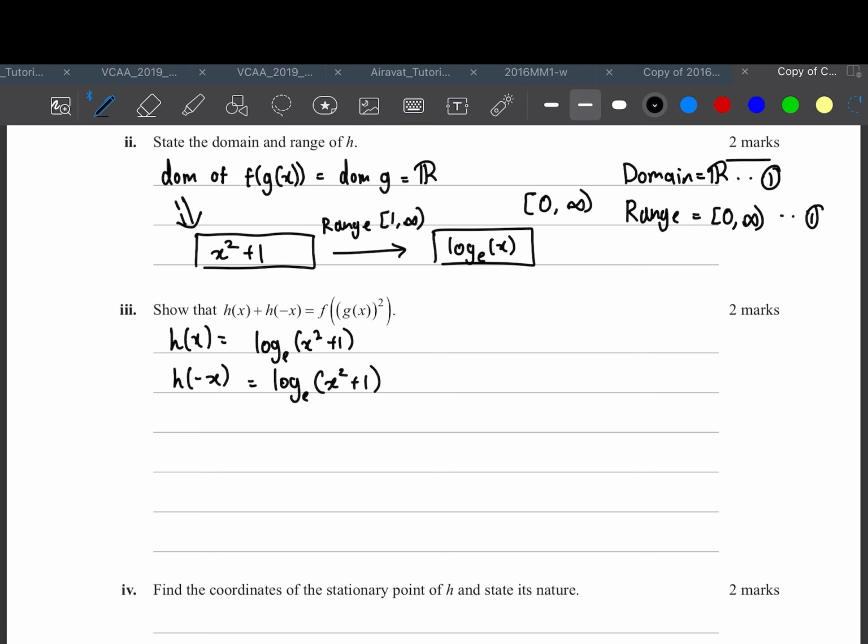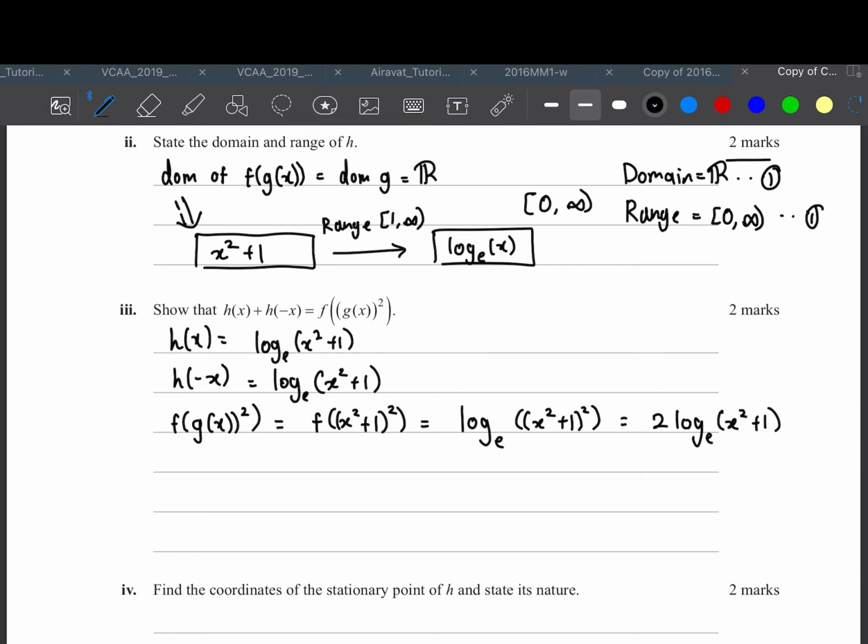And now let's solve for f of g of x squared, which is equal to f of (x squared plus 1) whole squared, which is going to be log base e of (x squared plus 1) to the power of 2. Now I'm going to bring the 2 down over here, log laws, so that would just be 2 log base e of (x squared plus 1).